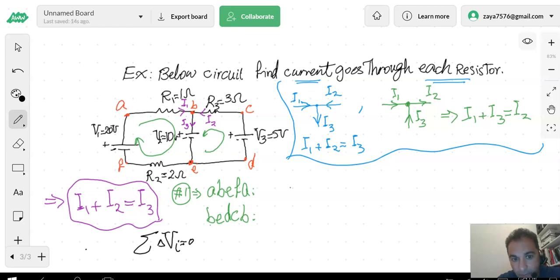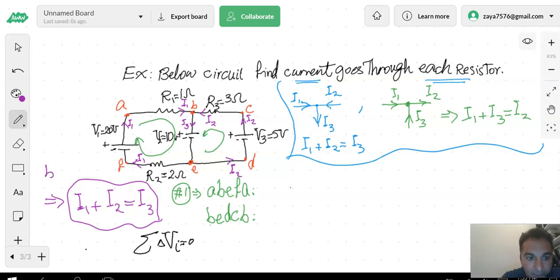I1 belongs on this branch. I1 is everywhere. Pay attention. I1 here is I1 also. I1 is here too. This is I1 too. Correct? I3 belongs on this branch and I2 belongs on this branch. So I2 is here also. I2 is here also. So please pay attention.